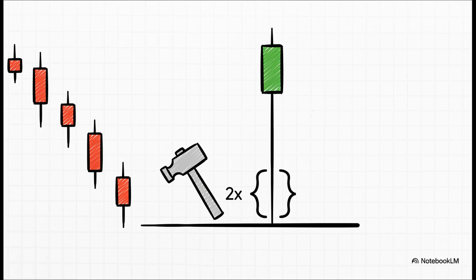You're going to want to look for this one after the price has been falling. The key features? A small body up top and a really long lower shadow, and that shadow needs to be at least twice as long as the body. Its shape kind of tells you what it's doing. It's trying to hammer out a bottom for the price.